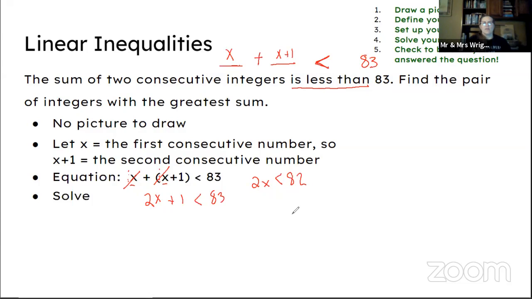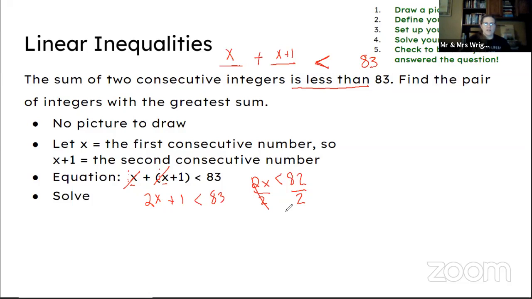Now, the next step is the one where I need to pay attention to the rule. I need to undo any multiplication or division. And if the thing that I'm undoing is a negative number, I'm going to have to remember to flip this sign. So let's look at this. x is being multiplied by a positive 2, so I'm going to undo that by dividing by a positive 2. No sign flipping needed.